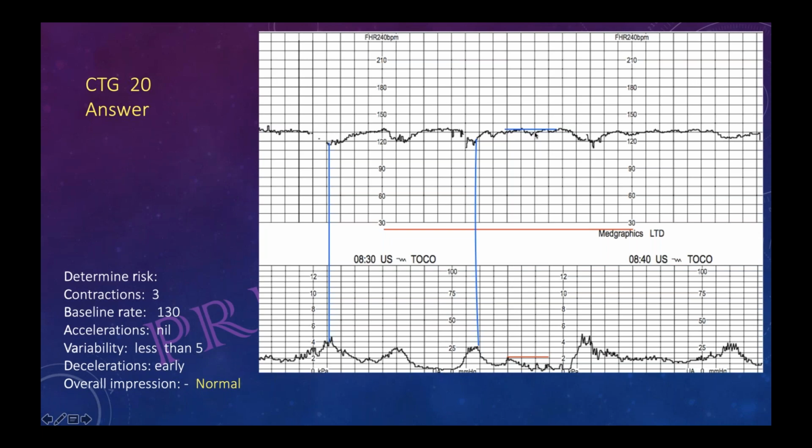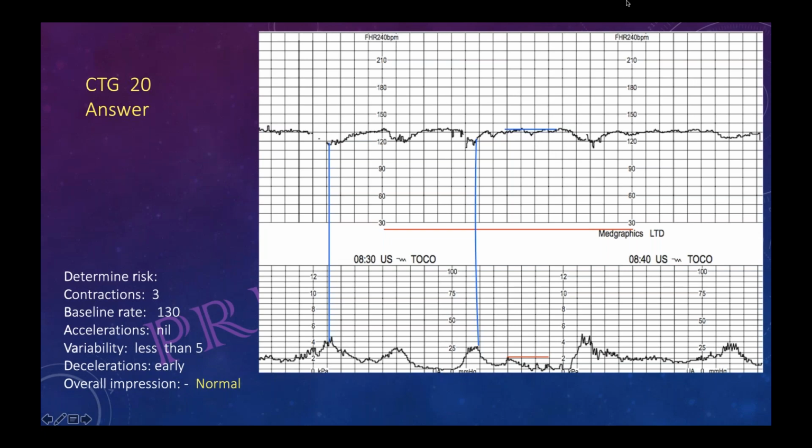You are very right. Anyone can see this. Why not suspicious? Because there is early deceleration. Early decelerations are features of a normal CTG. Early decelerations are not counted as abnormal. Early decelerations are physiological. Anywhere you see early deceleration, we are happy about it. Okay.